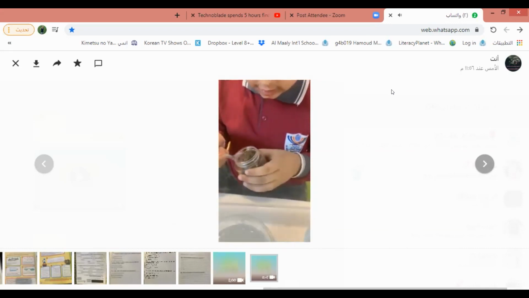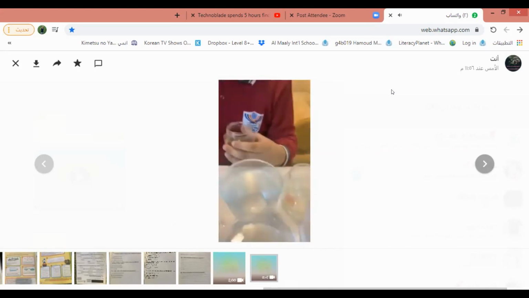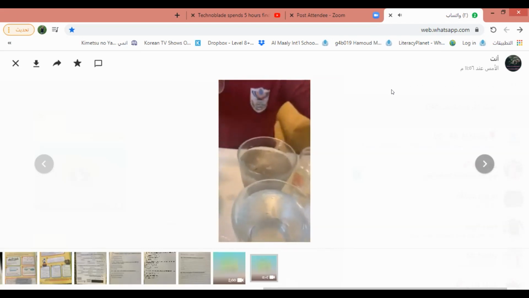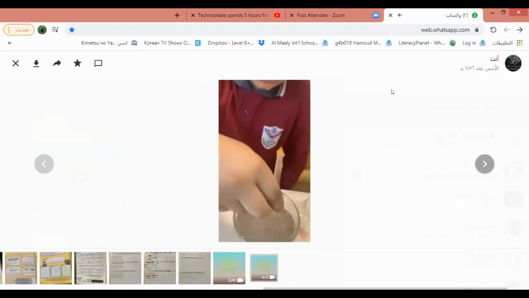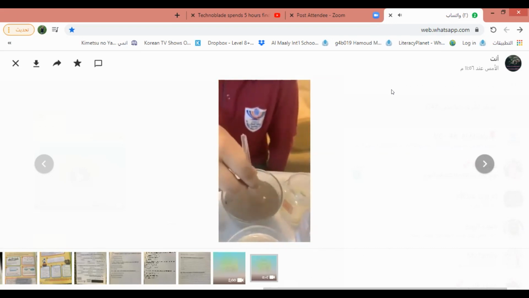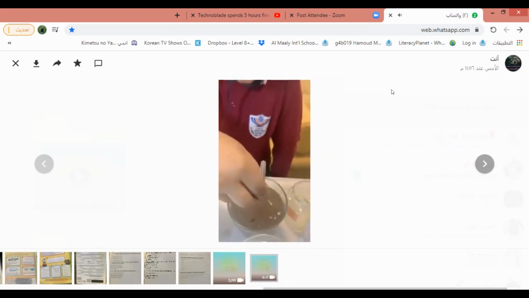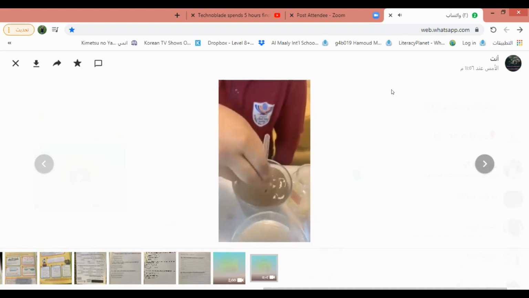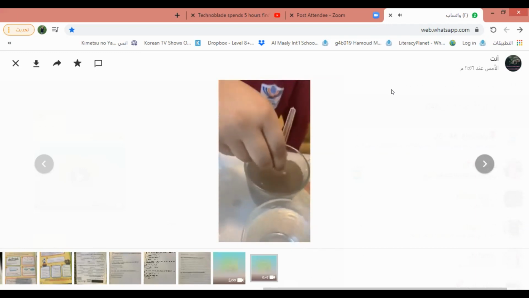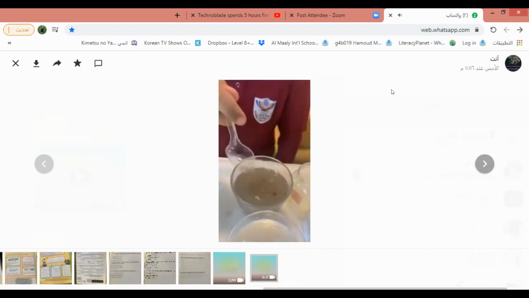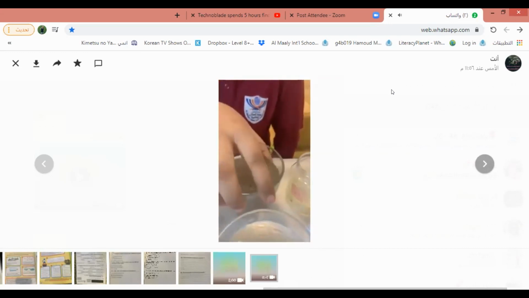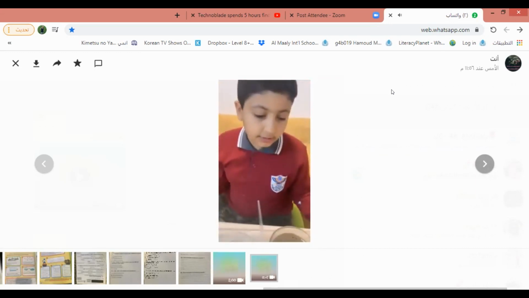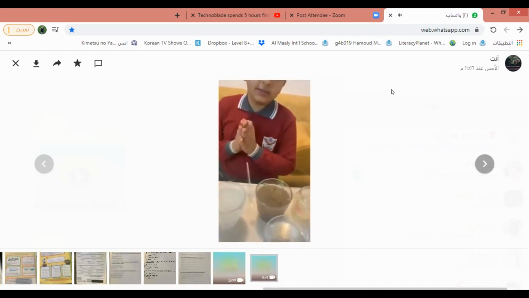Take some dirt or sand and mix it now. Now is there a new substance, sand or dirt with water? No, there's no new substance. And I finished my project.